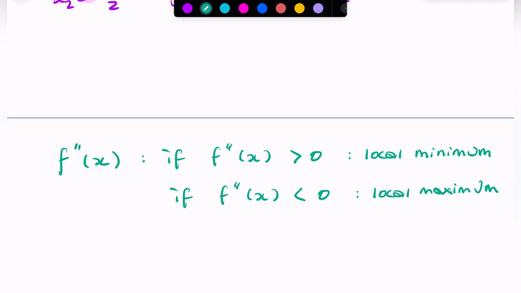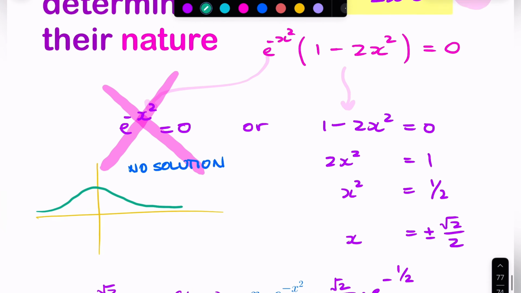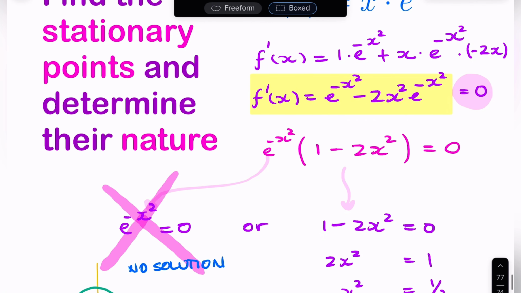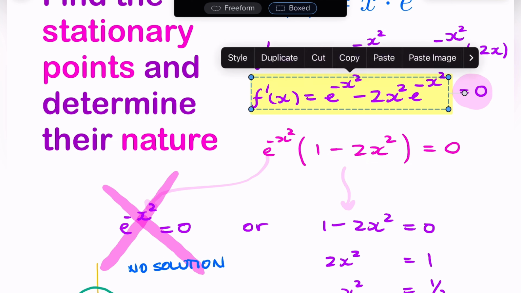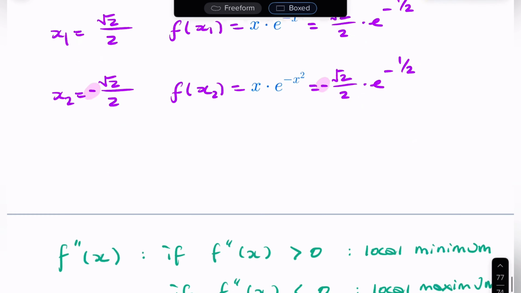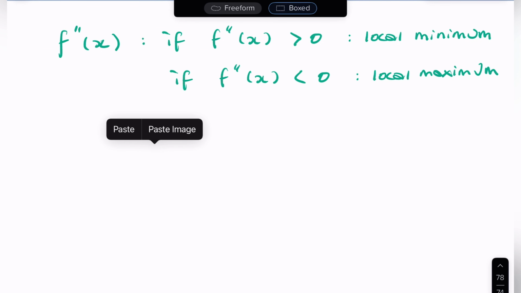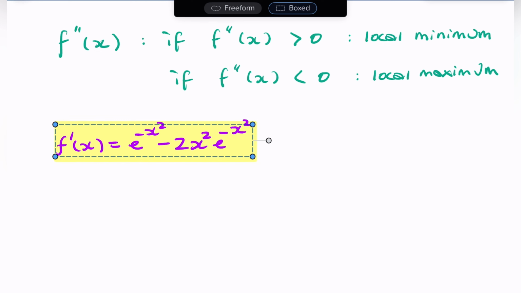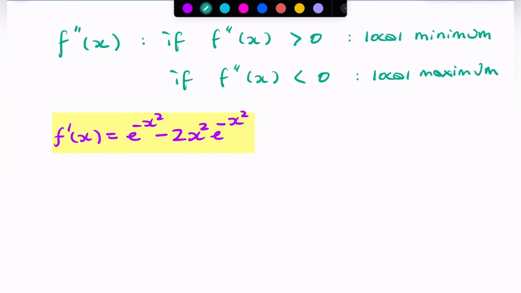So let's find the second derivative. We'll start from the first derivative. So this is f dash. Let's differentiate that to find the second derivative. So here we have two terms. The second term looks like it's a product. So here we're going to have to use the product rule again.